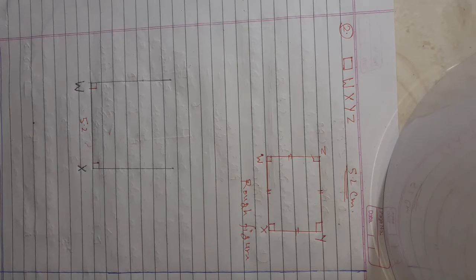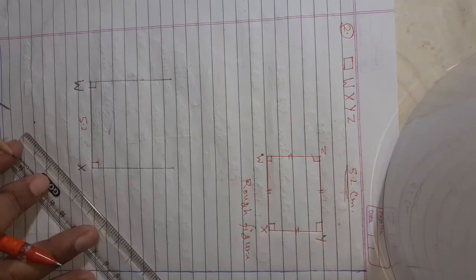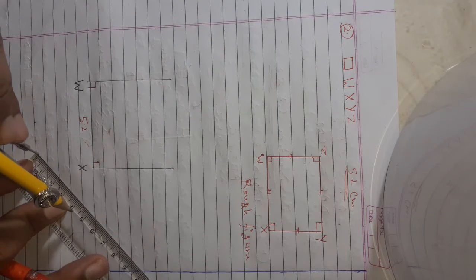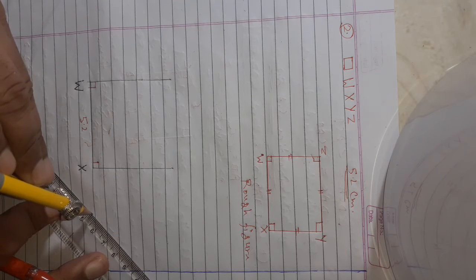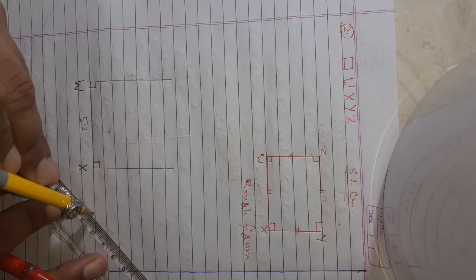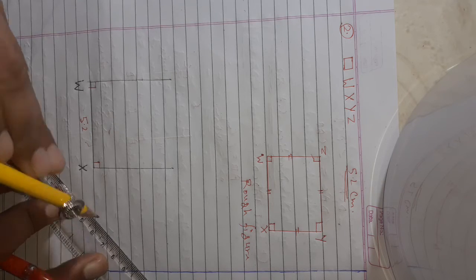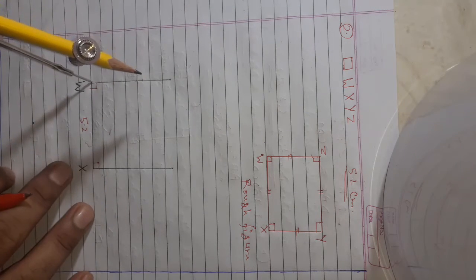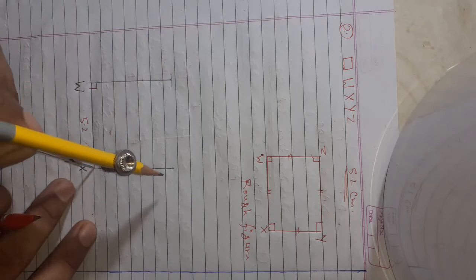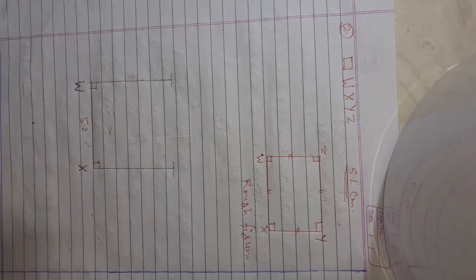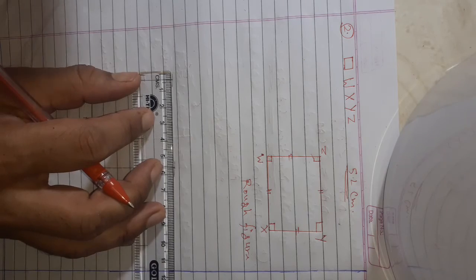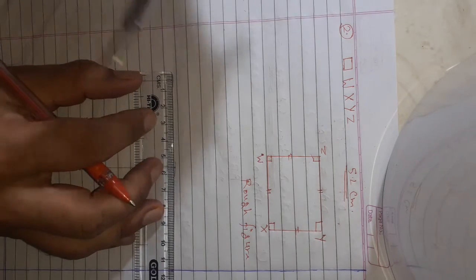Now you take an arc of 5.2 centimeter. How much? 5.2 centimeter. Take an arc of 5.2 centimeter from W, and from X also. Clear? And now you meet these two points also.